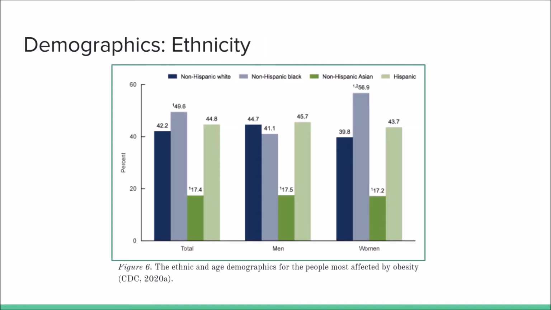Looking at demographics based on ethnicity, you can see that there's actually a very big separation between all the different races. If you take white people as the median here, you can see that black people are far above average compared to white people, and Asians are far below average compared to white people. Especially African American women, they tend to have a much higher rate of having obesity, reaching almost 60%.